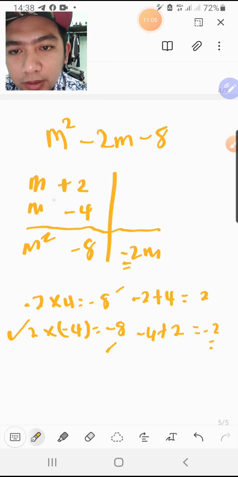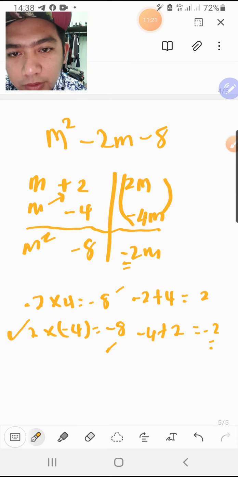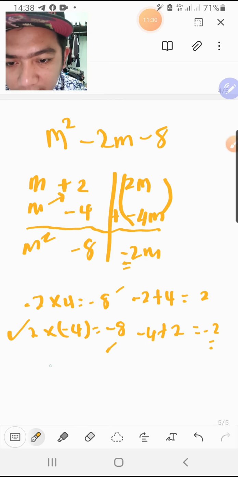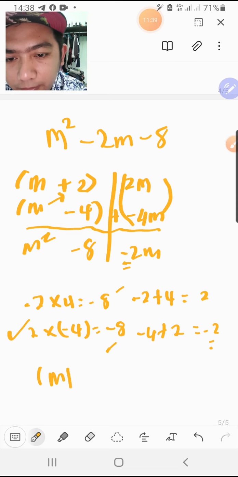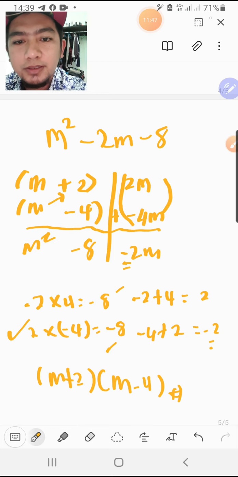And then you do the cross multiplication. m times 2, 2m. m times negative 4, you will get negative 4m. And then these two numbers you have to add. 2 plus negative 4, you will get negative 2, so negative 2m. So the factorization is, you take these two variables, m plus 2 and m negative 4. That's it. So this is the answer. Alright.